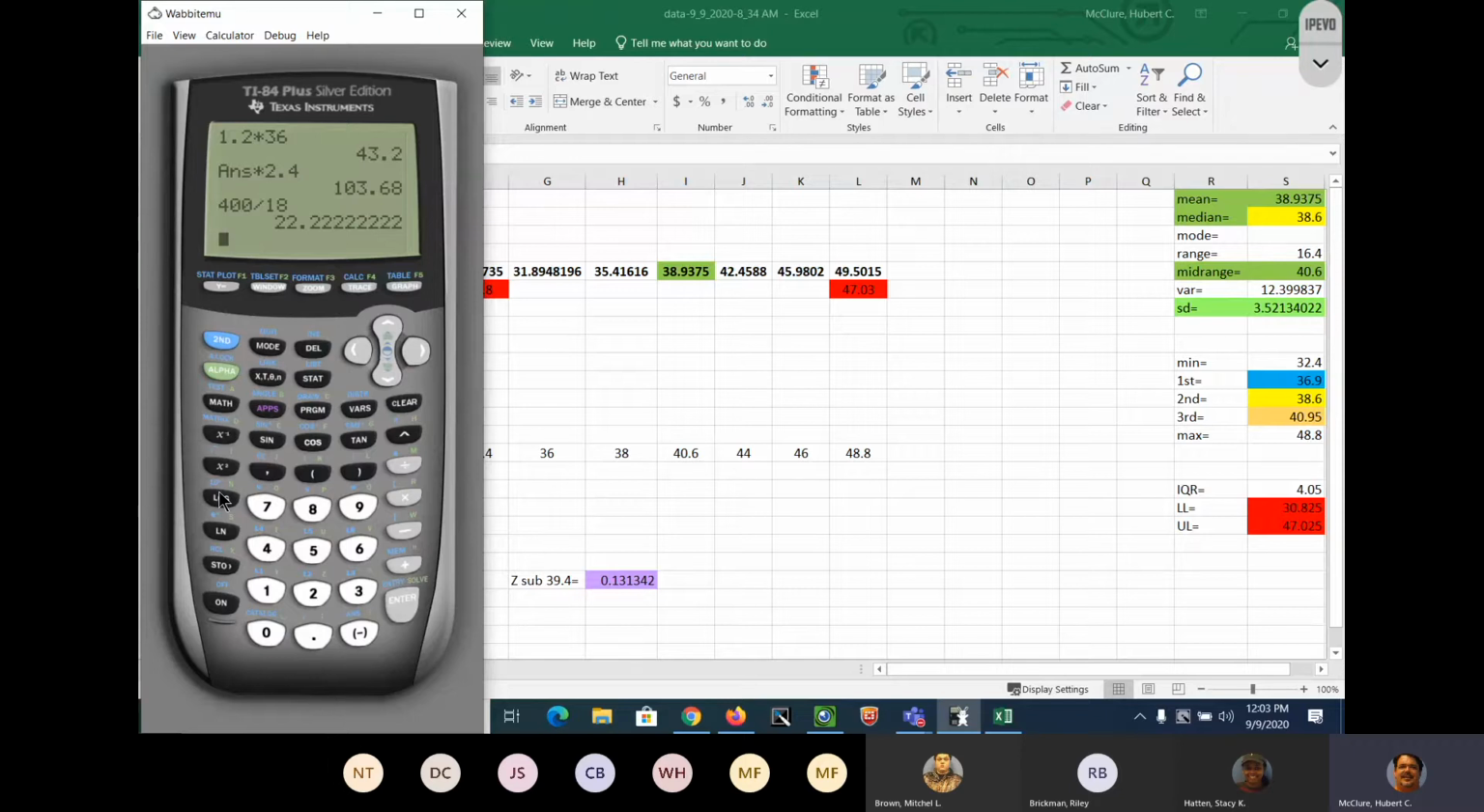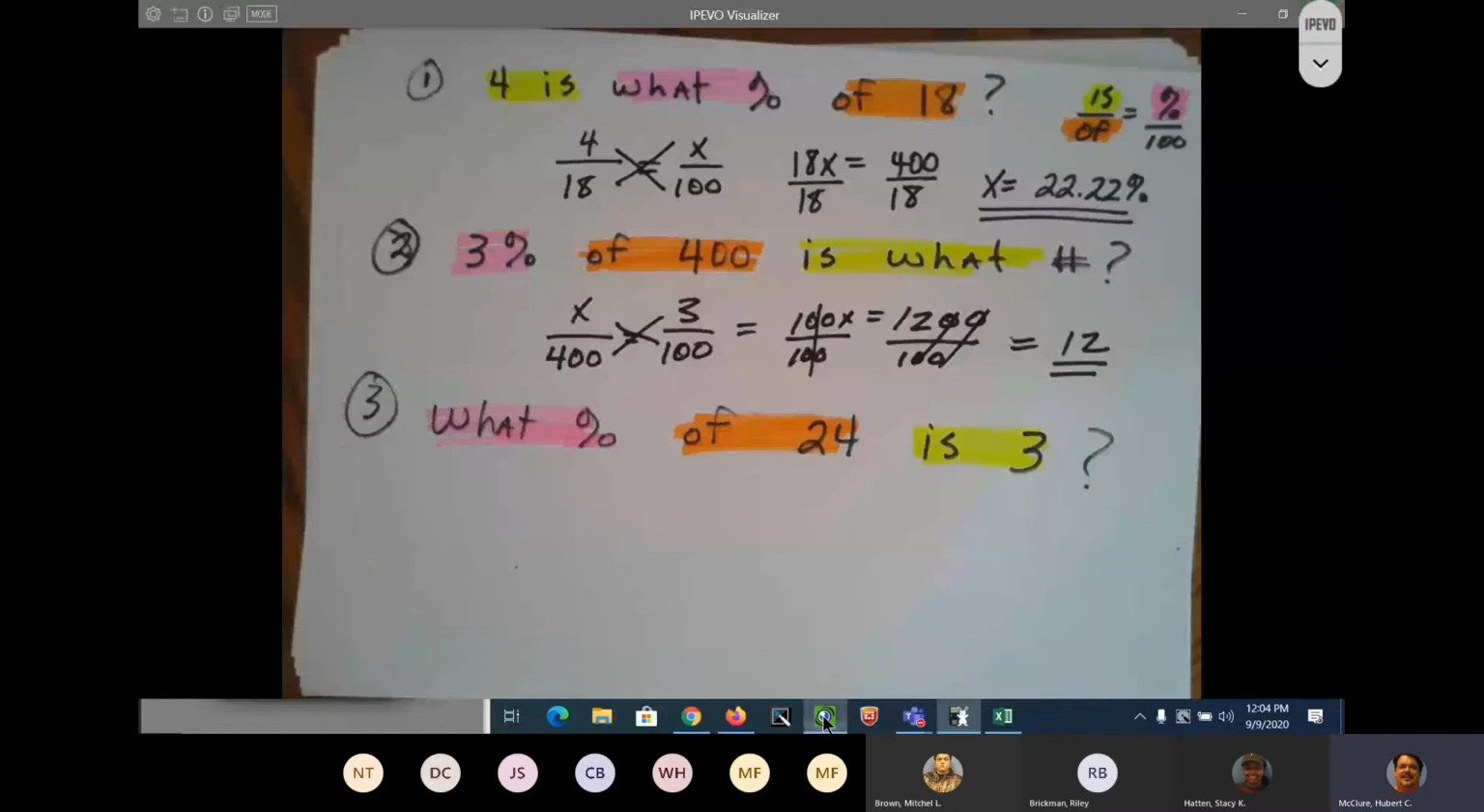Three percent of 400 is 12. Oops, I'm sorry. I saw it. There we go.